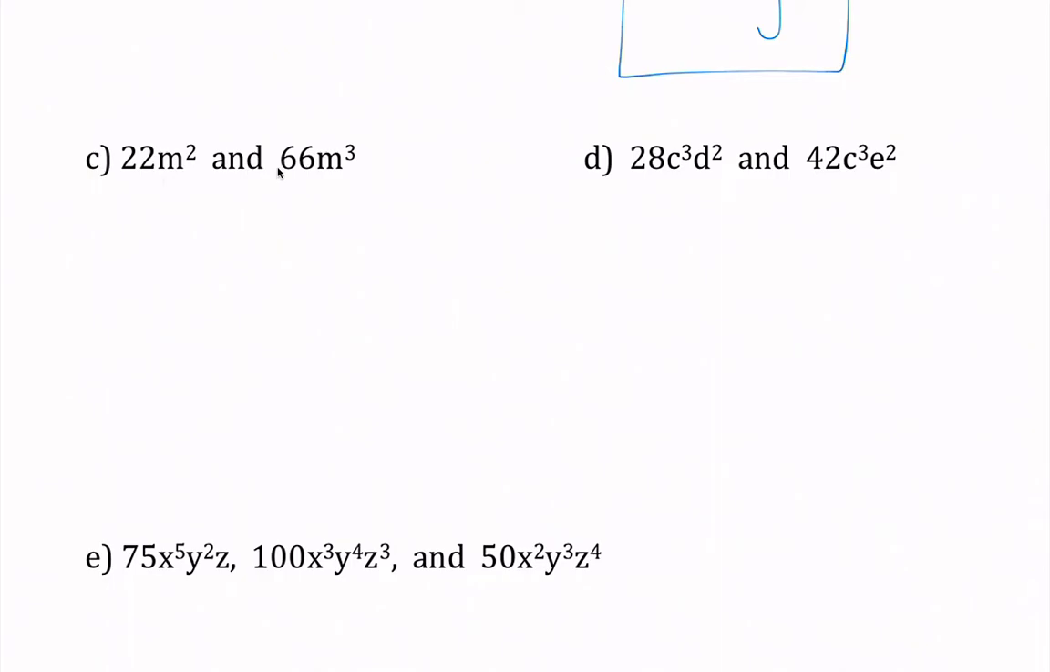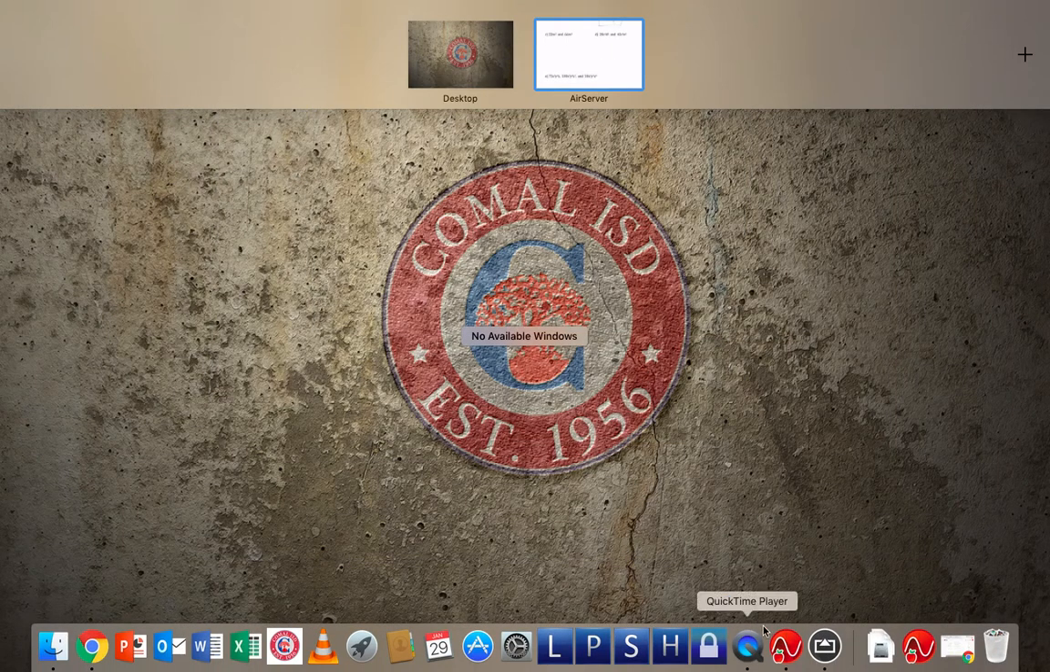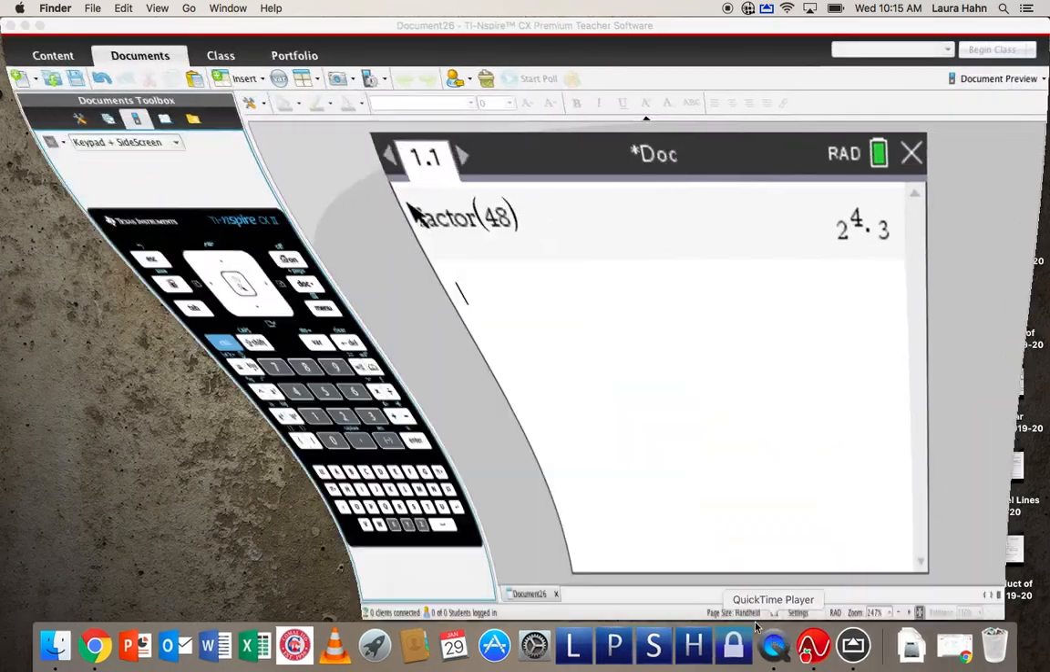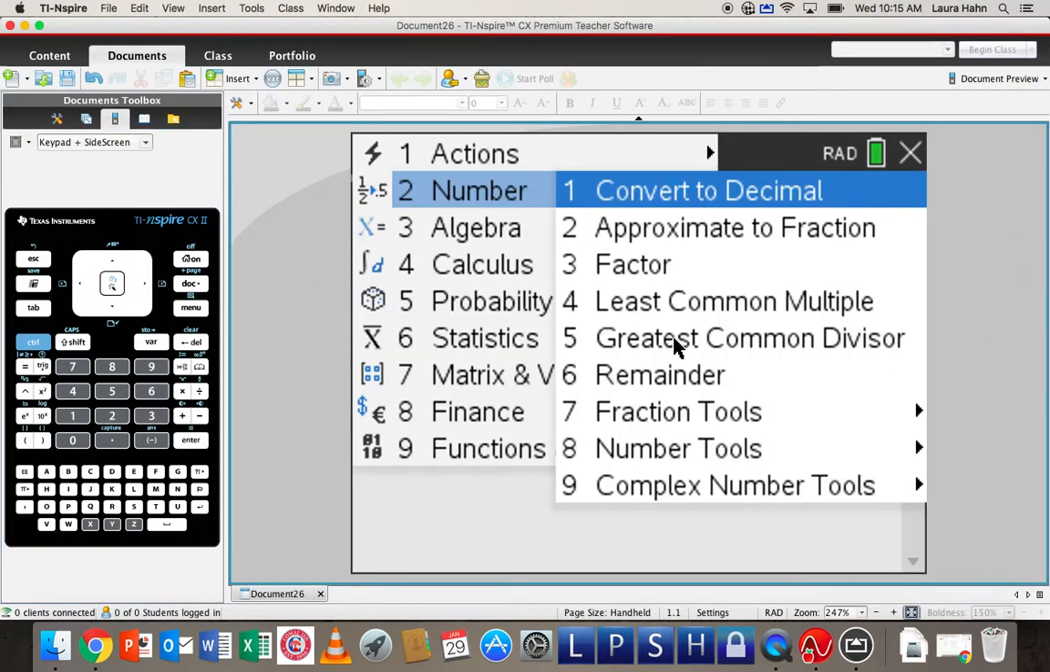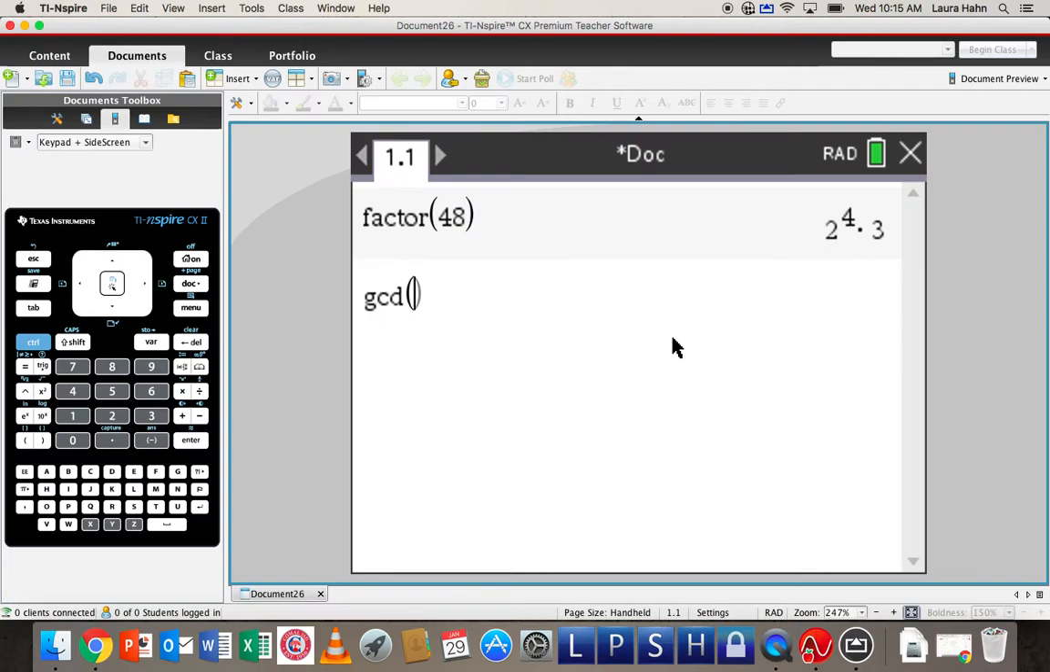And it only works for 2 numbers, so when we get to 3 over here, we're going to have to play with it a little more, and I'll show you when we get there. So I want to find the biggest number that goes into 22 and 66. So I'm going to go to my calculator. I'm going to press Menu, Number, Greatest Common Divisor. And I'm going to type in my 2 numbers. The first one was 22, and then I'm going to put a comma and type in my second number.